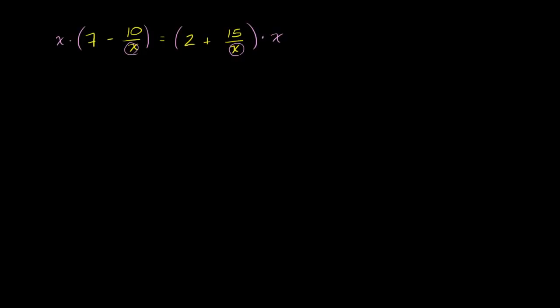Well, we distribute the x. We get x times 7 is 7x. And then x times negative 10 over x, well, that's just going to be negative 10. So you get negative 10 right over there. So the left-hand side simplifies to 7x minus 10. And then your right-hand side, once again, distribute the x. X times 2 is 2x. X times 15 over x. Well, x times something over x is just going to be the something. X times 15 over x is just going to be plus 15. So now we've simplified this to a linear equation.